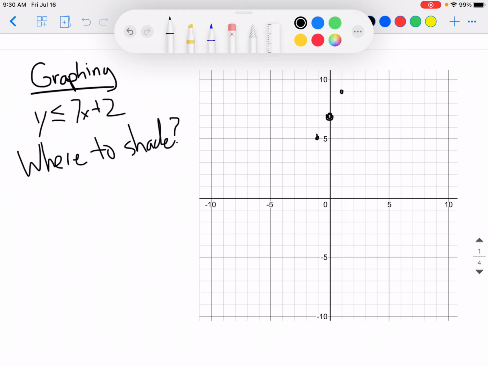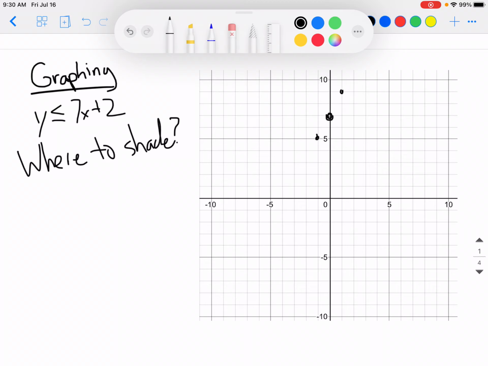Hello and welcome to this video where we're going to learn about graphing linear inequalities. So what we have here is the inequality y is less than or equal to 7x plus 2. The big question is where to shade, above or below. Now before we get to there, let's get to the graph a little bit.